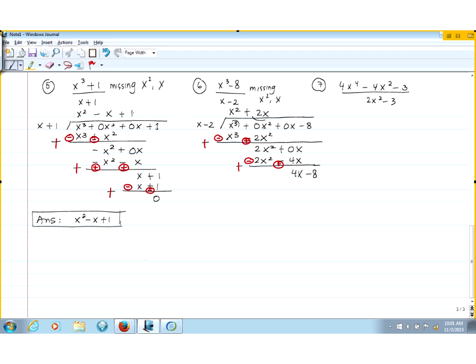So what is this now? 4x minus 8. Now 4x divided by x. Yes, 4. 4 times x minus 2. And then subtract. So instead of subtracting, we are adding with the opposite. Alright. So 4x minus 4x cancel. Negative 8 plus 8, 0. So what is the answer?